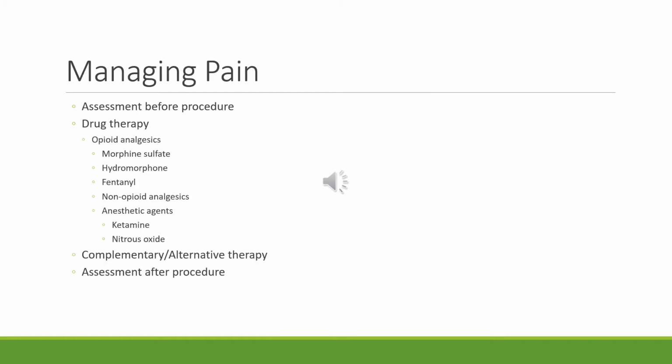And of course, managing pain is going to be another priority for our patients. So we need to do a good assessment not only before but after any procedure that we do on our patients. I think our PowerPoint this morning did mention some of the drug therapy that would be a possibility on these patients. So opioid analgesics might include morphine, hydromorphone, fentanyl. We may have non-opioid analgesics, and then also anesthetic agents such as ketamine and nitrous oxide may be used.